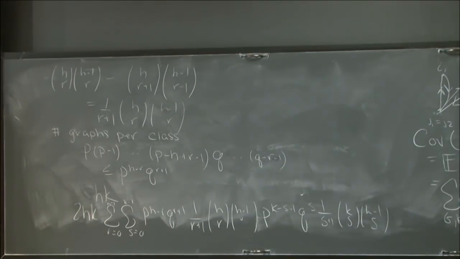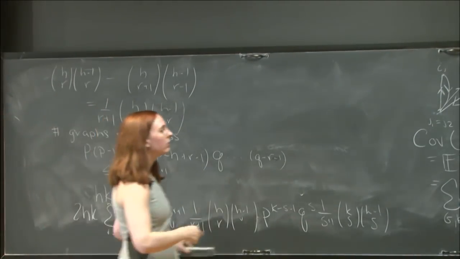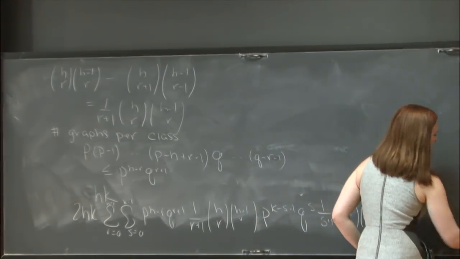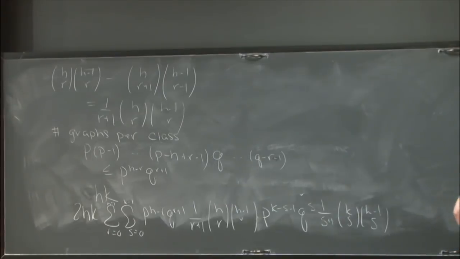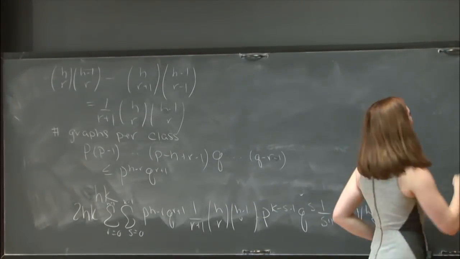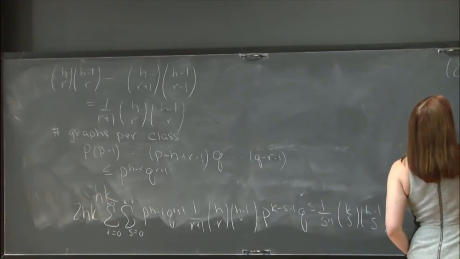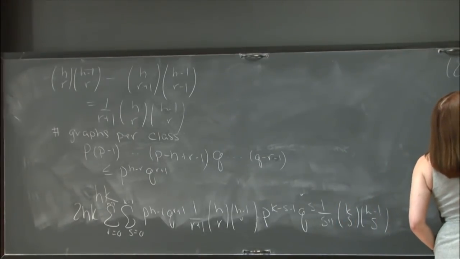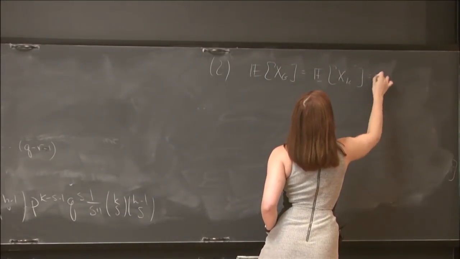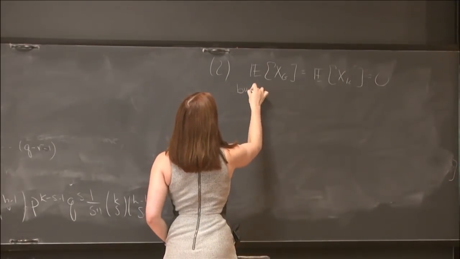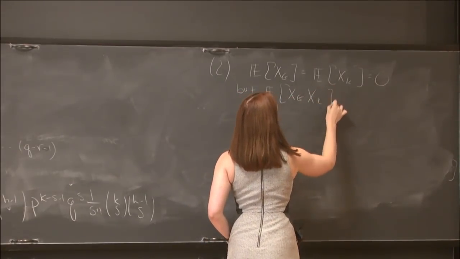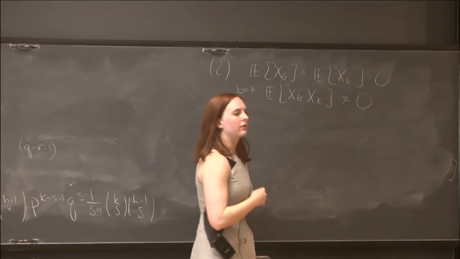Second case, I'll do much faster, just to explain what the second possibility is. The other possibility in counting up these graphs would be if both of our individual graphs have expected value 0. So here, X_G and X_K are both 0. But when we take the union, it has non-zero expected value.